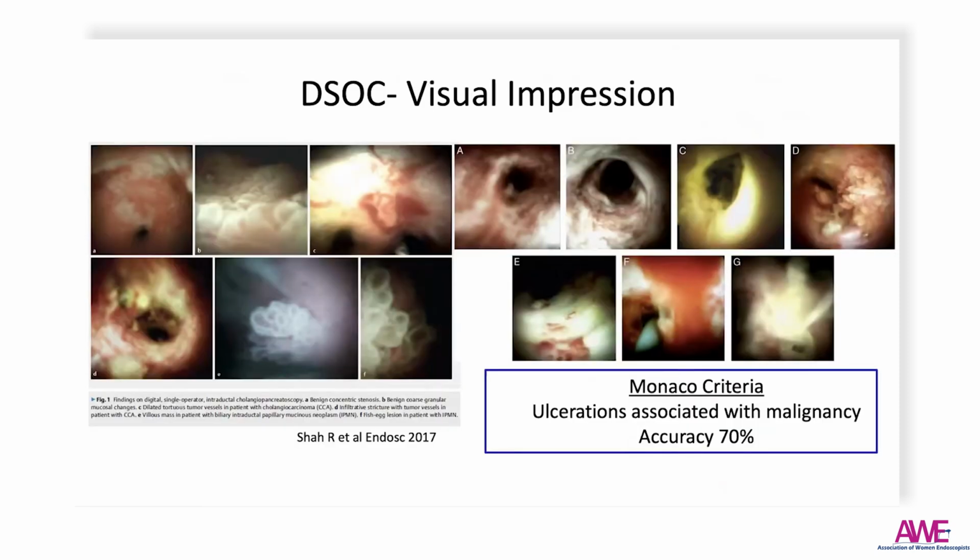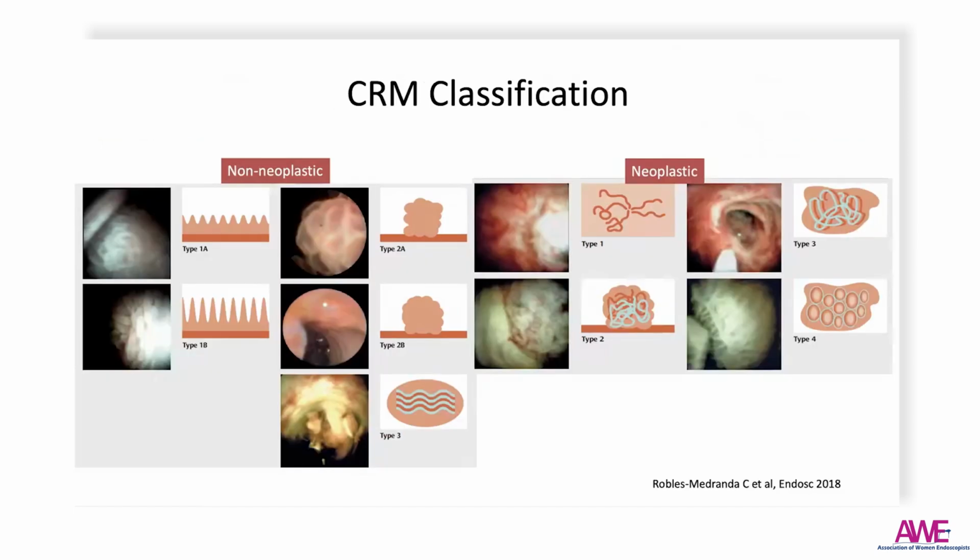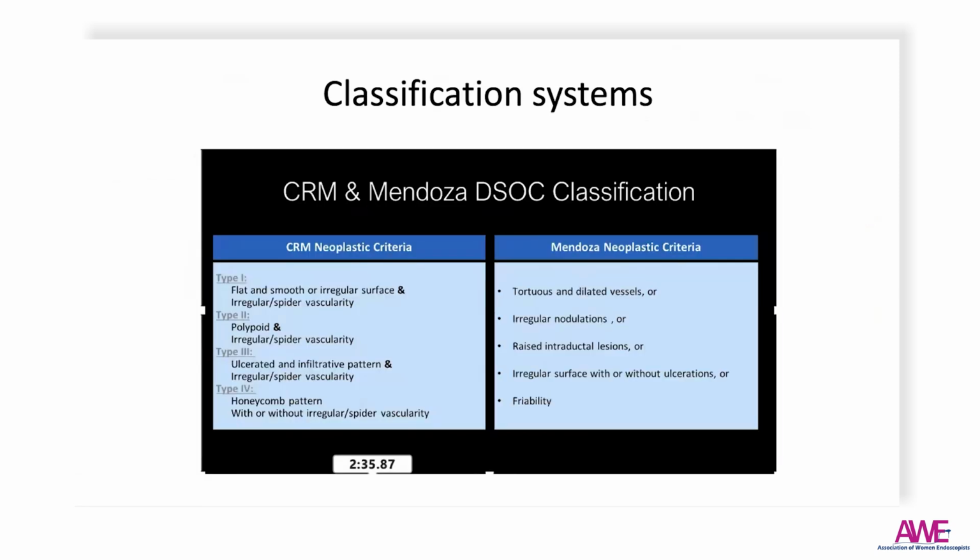So the first thing to ask on the visual impression that cholangioscopy offers is, what are we actually looking at and looking for? As you know, there's been a lot of work done looking at characterizing these lesions and associating these characteristics with malignant versus benign features. Most of this work, regardless of the classification system, of which there are multiple, including the Monaco and the CRM classification system, all use features of the surface, such as nodularity, papillary projections, and ulceration, in combination with vascular patterns.